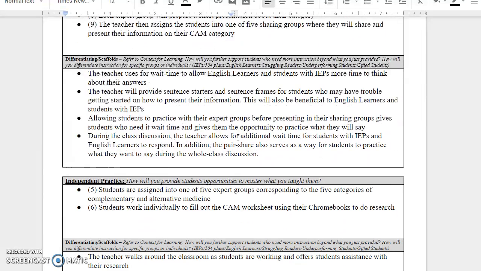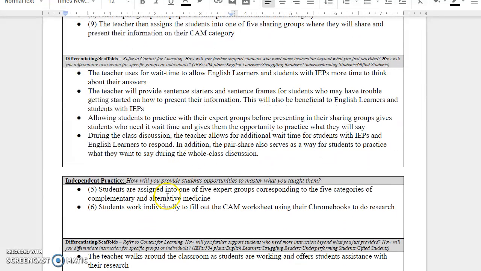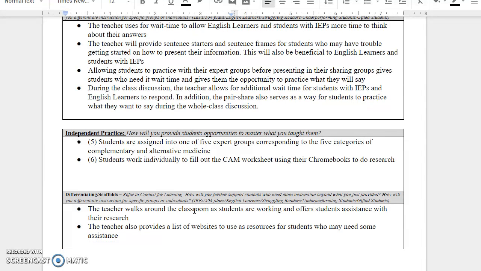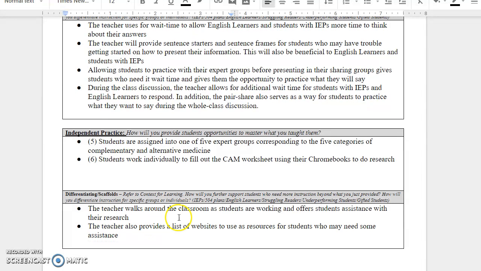So then here we have the independent practice. Students are assigned into one of the 5 expert groups corresponding to the 5 categories. They work individually to fill out the CAM worksheet, using their Chromebooks to do research. Here, the differentiation is that the teacher walks around the class and offers assistance, and provides a list of websites for students to use.